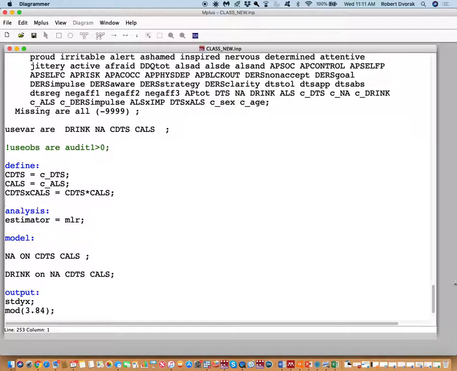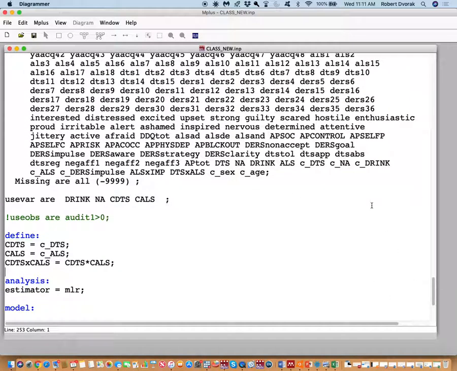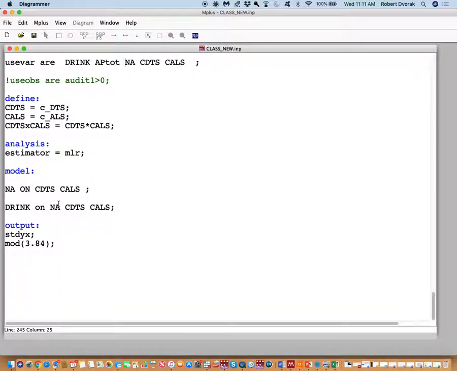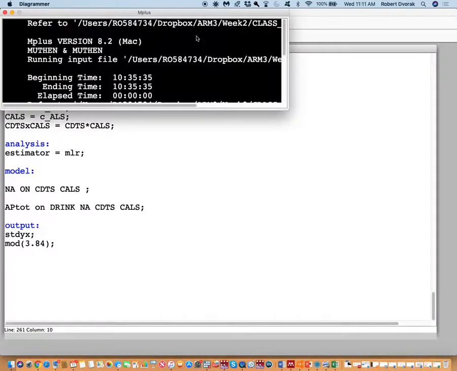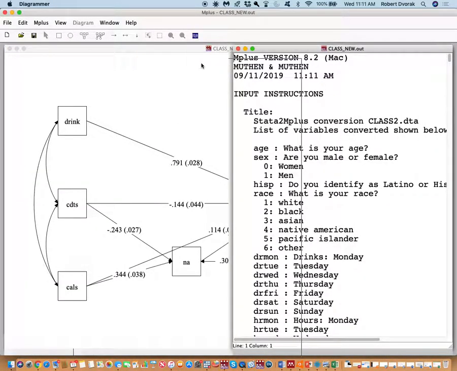It is alcohol problems, controlling for drink. Where's my alcohol problems? It's not AP control. I thought it was AP tote, but I don't. There it is, AP tote. This is total alcohol problems. Let's keep drink in there just as a covariate, and let's add in AP tote, and then let's go like such. AP tote on all of that stuff. So now we're looking at alcohol problems, controlling for the amount of drinking that a person engages in.